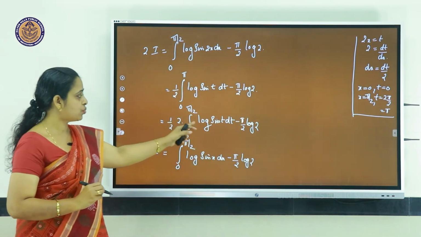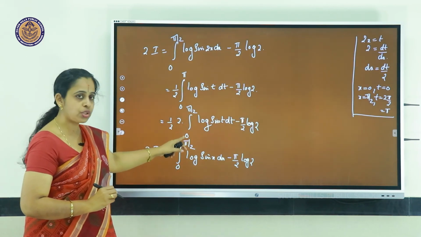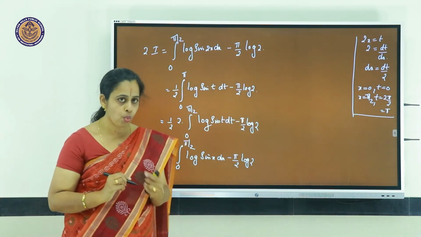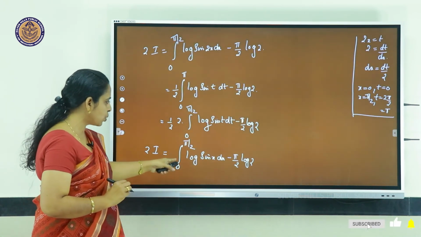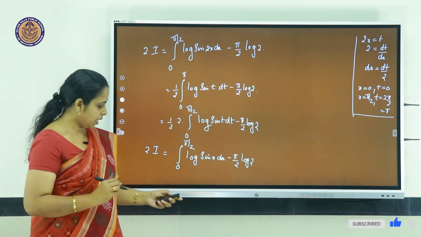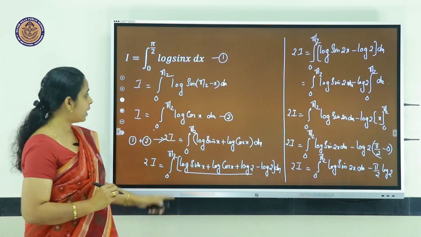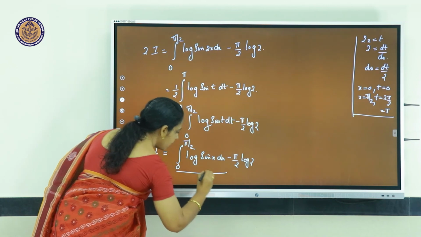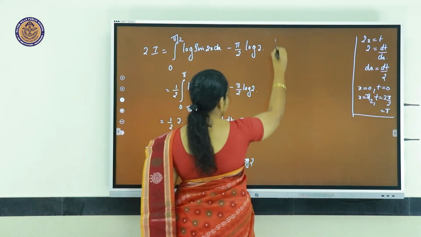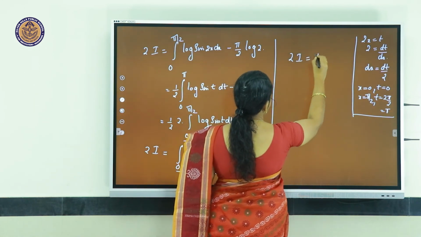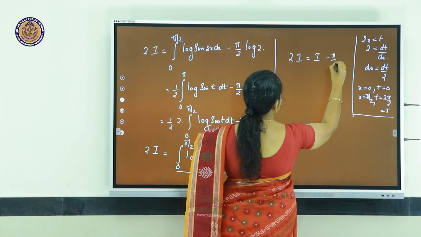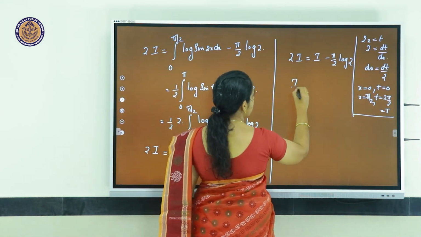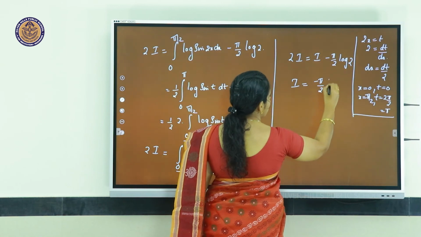Is it possible to change from t to x? Yes, the limits are not changed, only sin t dt changed to sin x dx, which is correct as per our property number 1. Now, let us see what is this integral 0 to pi by 2 log sin x dx. Look, is it the question itself? Yes, it is our I. So, right here, this is our I. 2I equal to I minus pi by 2 log 2. 2I minus I, you get I equal to minus pi by 2 log 2.